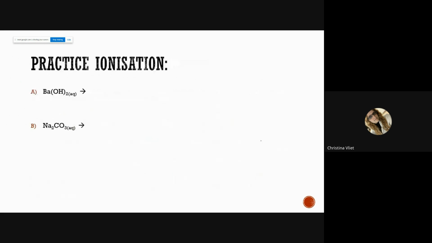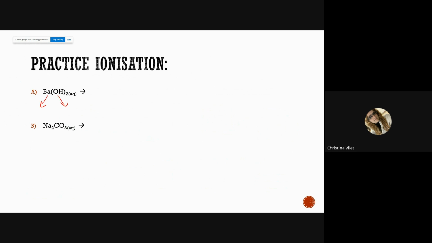So before we move forward, let's practice ionization. Do you know how to ionize ionic compounds in water? What would the ionization for barium hydroxide look like? What happens when barium hydroxide is placed in water? How do we write that out in chemical equation form? Go ahead.